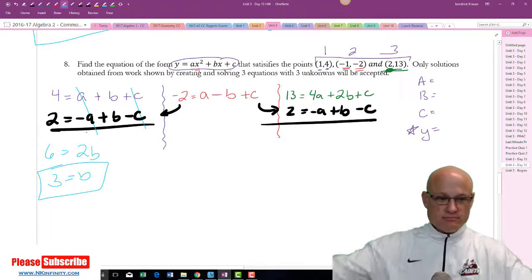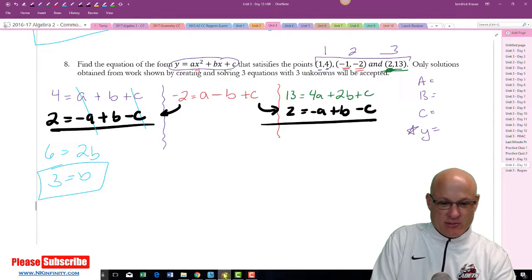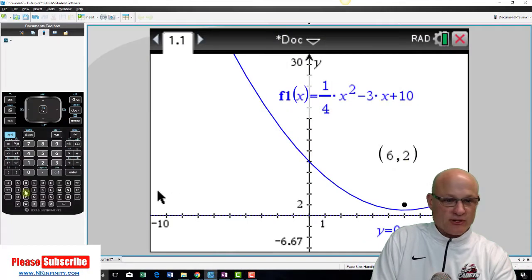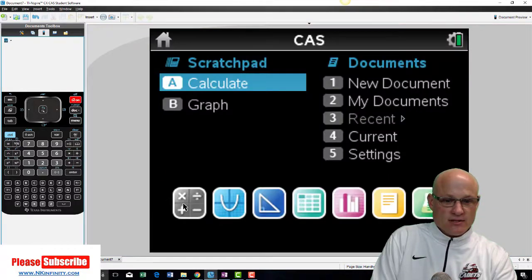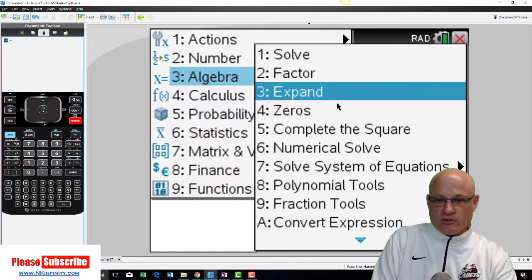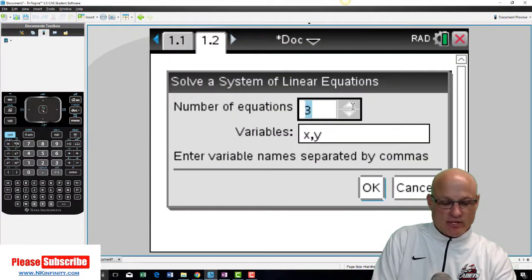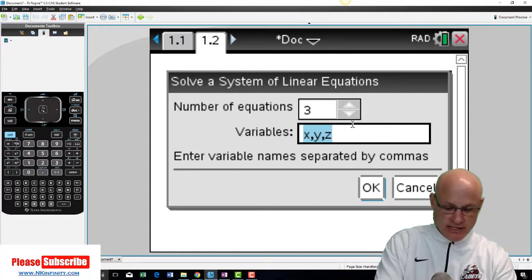Oh, I never even put the equations in. I got all excited about this. I never even put the equations in. Let's put those equations in. So, menu, algebra, solve a system, and solve a linear system. We're going to change it to A. Remember, hit the tab button to go between A, comma, B, comma, C.